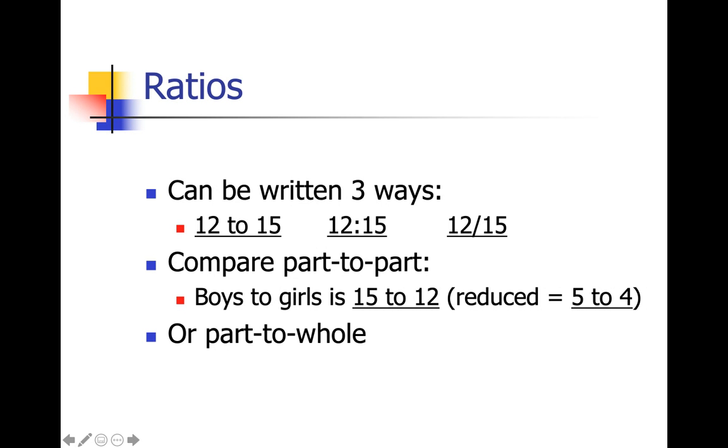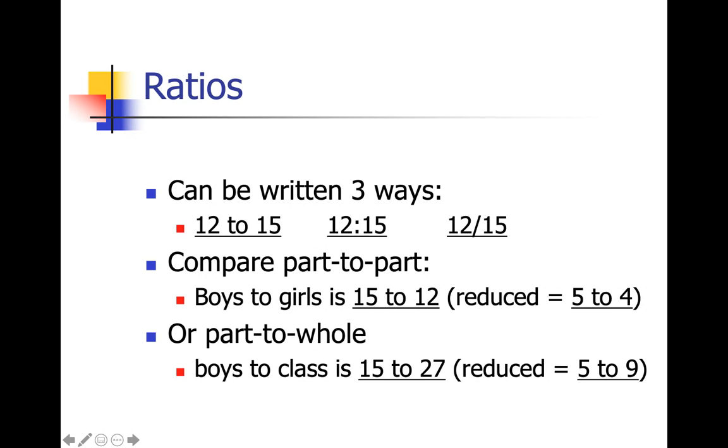Well, if I have 12 girls and 15 boys, how many students are in the class? There's 27, right? And if I have 15 boys, then my ratio of boys to the whole class is 15 to 27, okay? Because remember, this 15 represents boys, and since there's 12 girls, that means that the whole class is 15 plus 12, which is 27. So the class is comprised of 27 students.